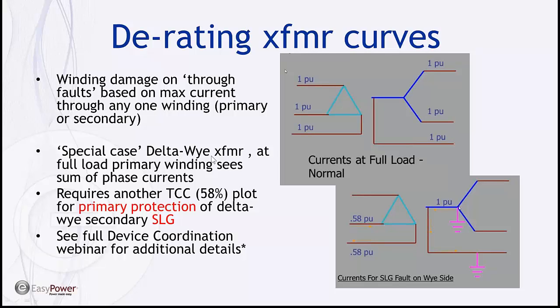However, with the delta Y transformer, if we have a single line to ground fault on the secondary, what we actually see on the primary is the sum of two phases which go through a single winding. And again, this is something we need to protect because this is essentially a double dipper in terms of the magnitude of the current. And so that requires a special consideration when we're doing the plot on the TCC curve. So let's go back to that.